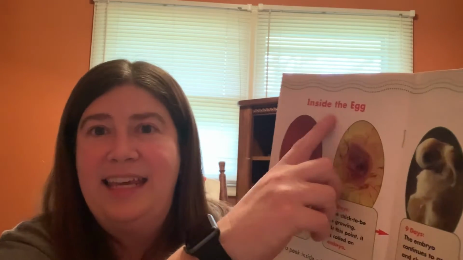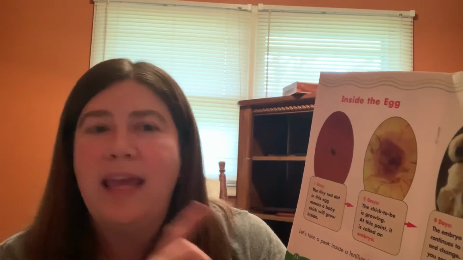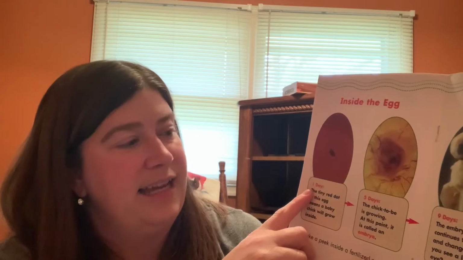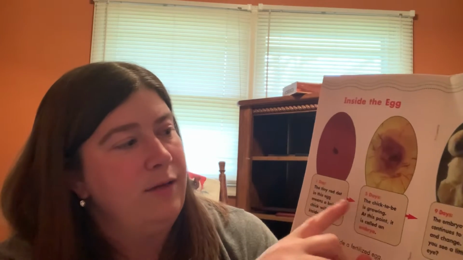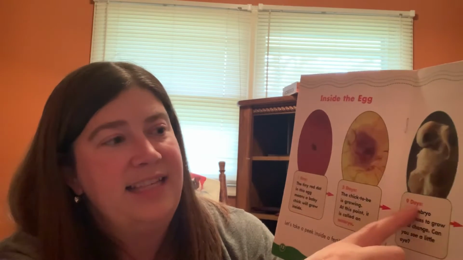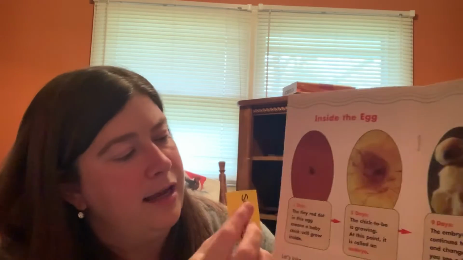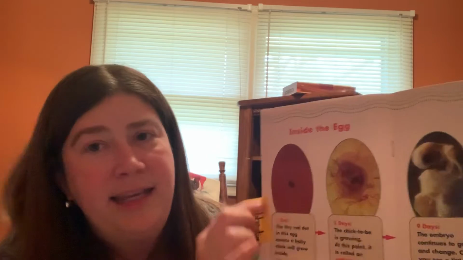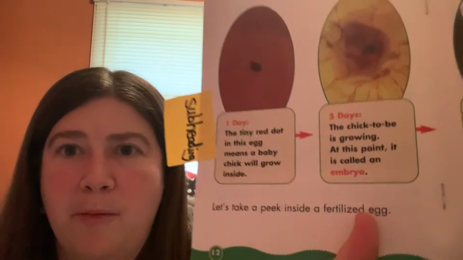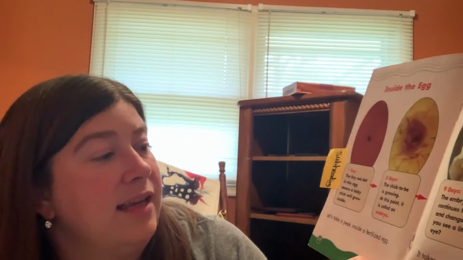Now inside the egg, under this heading, inside the egg, we have some subheadings that tell us what's happening. Day 1, 5 days, 9 days, and 21 days. So I'm going to put this subheading right here on the side so it doesn't cover up our picture, so then you can see. Let's peek inside a fertilized egg.